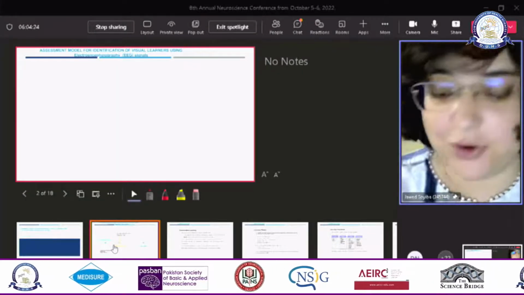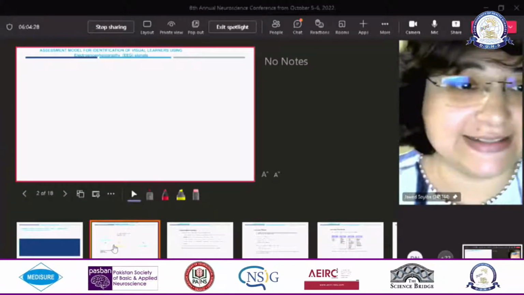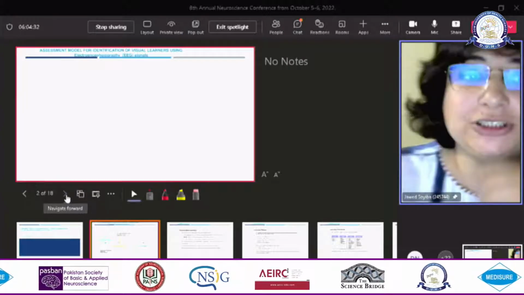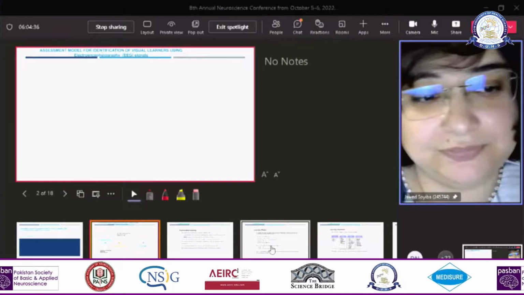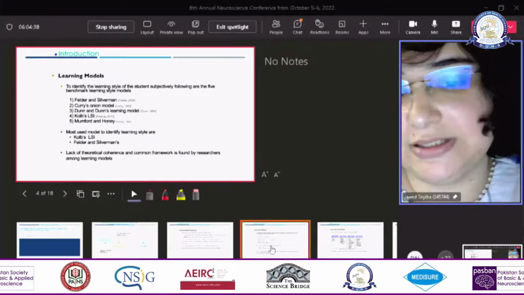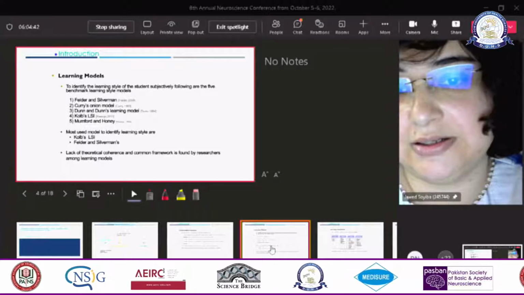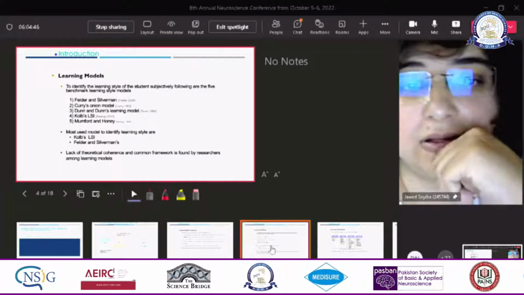So I am on the 4th slide, including the introduction, including the title, which says learning models. Okay, we are seeing that second slide. We're talking about learning models.